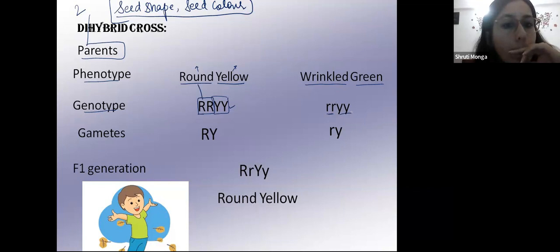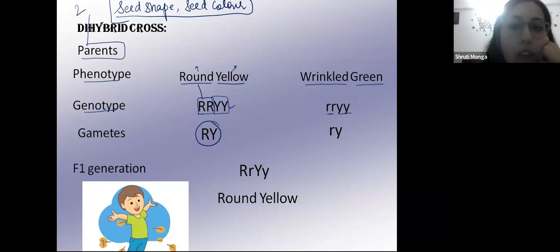Now, gametes. Circle them, okay? From 2 Rs, 1 R will come. From 2 Ys, 1 Y will come. From 2 small r's, 1 small r will come. From 2 small y's, 1 small y will come. Circle the gametes always. And then what do you do? Cross.